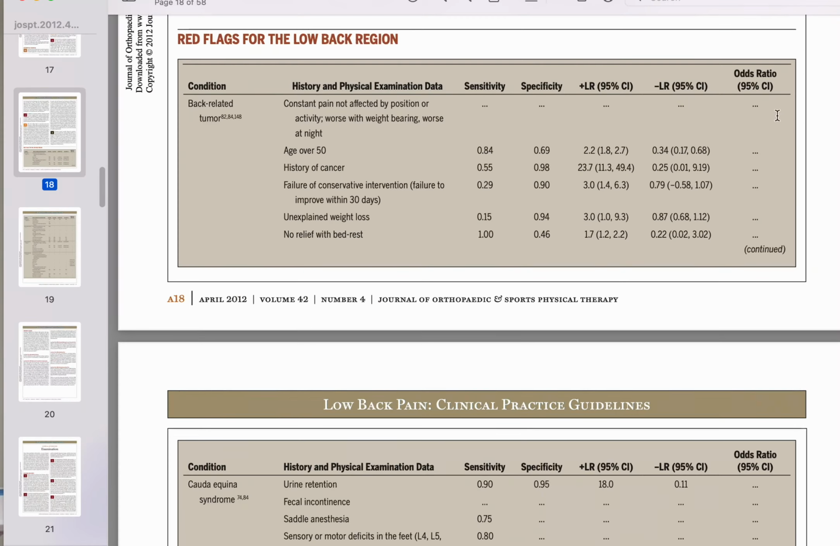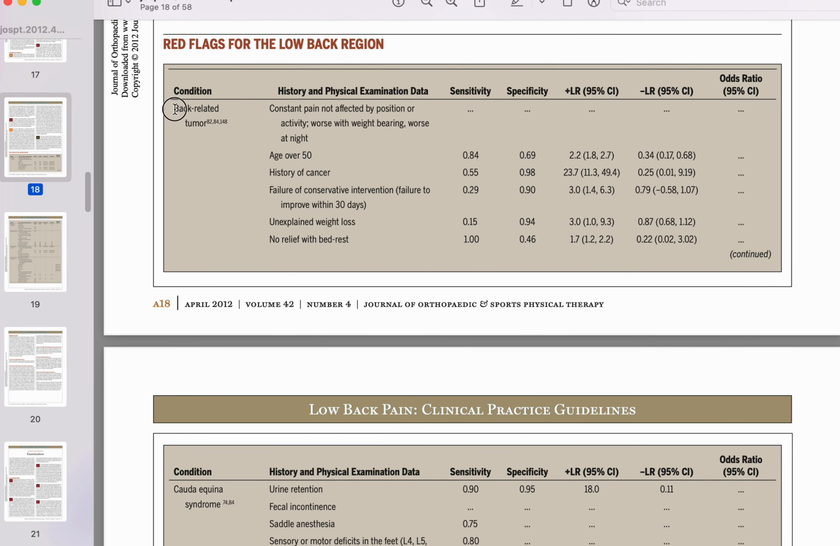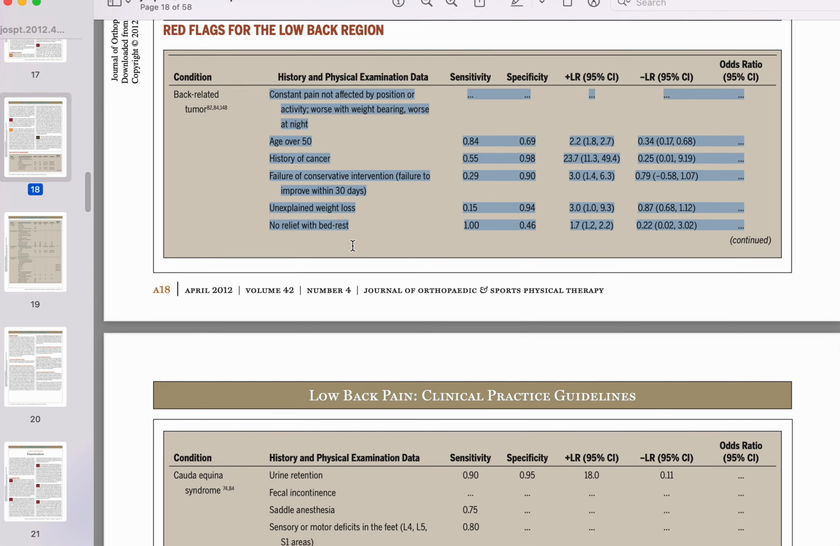for physical therapy. And what we use comes from the low back pain clinical practice guidelines. I'm going to pull it up. So these are the big ones that we look for. So back-related tumor, like if the patient had a history of breast cancer and we're worried that it's metastasized to the lumbar spine. So these are some of the questions that we ask.